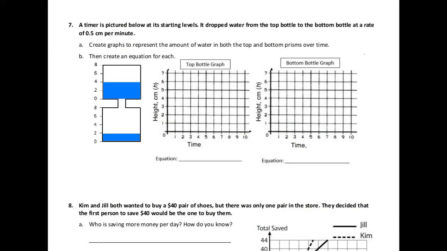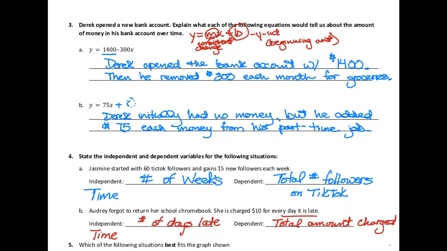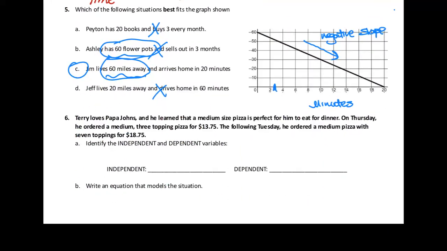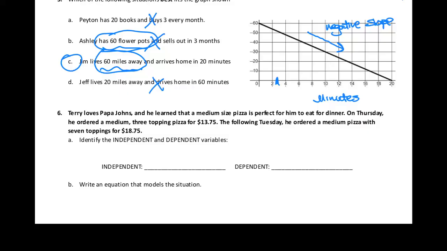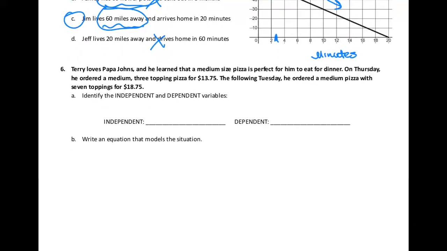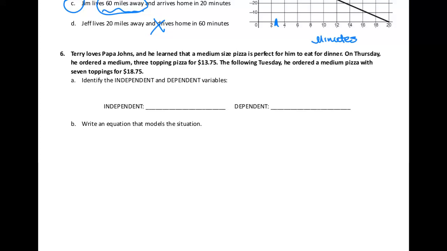All right. And number 6. Let me just look over here. It says continue? No. I'm surprised no one asked for the timer. Everyone's favorite. Terry loves Papa John's. He learned that a medium-sized pizza is perfect for him to eat for dinner. On Thursday, he ordered a medium 3-topping pizza for $13.75. The following Tuesday, he ordered a medium pizza with 7 toppings for $18.75. Identify the independent and dependent variables.